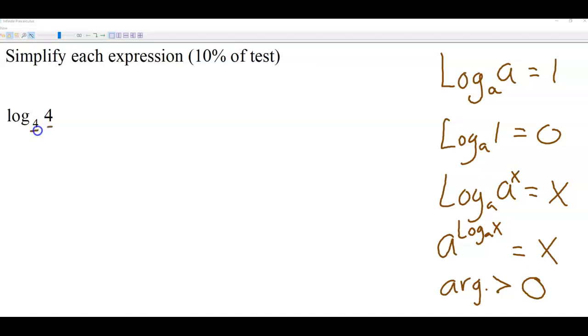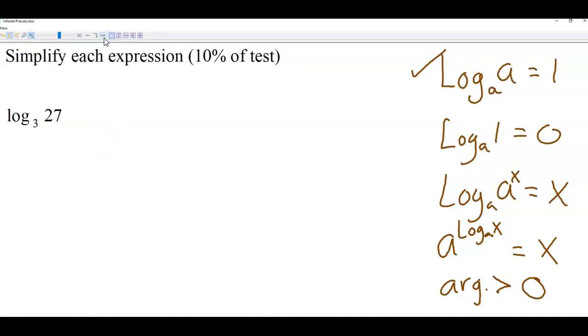Okay, so let's go ahead and begin here. So in this case, since these match, the answer is 1. That would be this property up here on the top. Pretty simple. Pretty simple. Let's go ahead and move on to another one here.